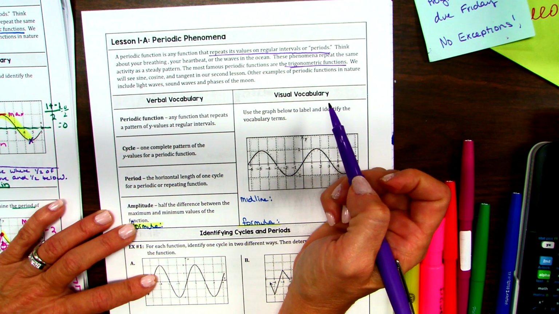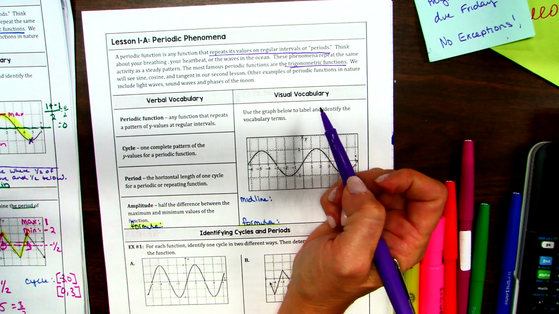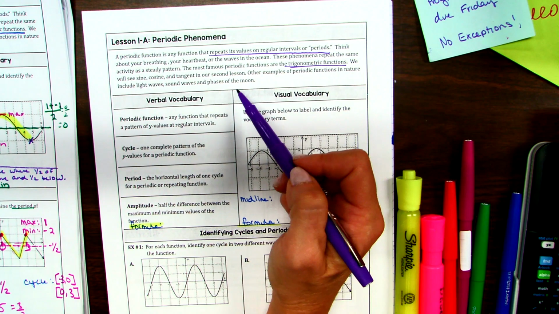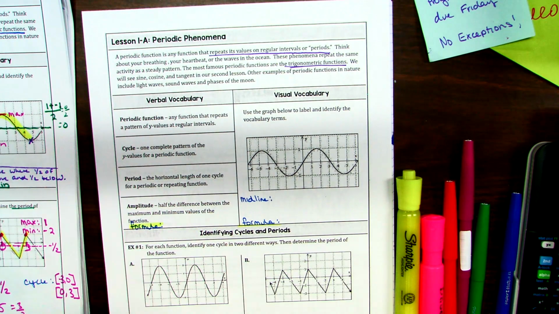Trigonometric. That's where trigonometry comes from. Those are sine, cosine, and tangent. And we're not talking about sine, cosine, and tangent today. I don't think we do until Friday. But this is going to give us an introduction to what we're heading into.